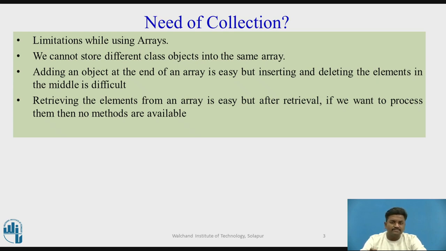So there are certain limitations in arrays. What limitations do we have? First, we cannot store different class objects in the same array. Let's say I want to store integer, float, double data types in a single array. It is not possible. Likewise, if there is an employee object and a student object, which belong to different categories, and I want to store them in a single type of array, it is not possible.